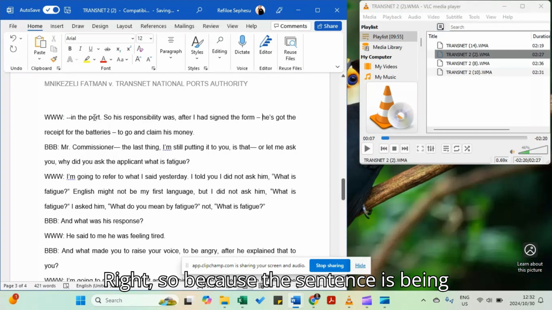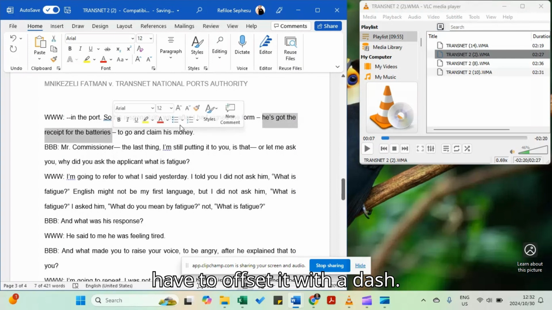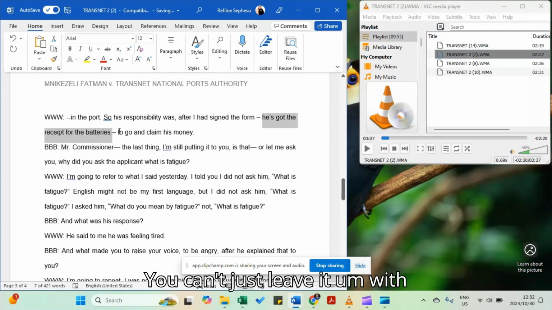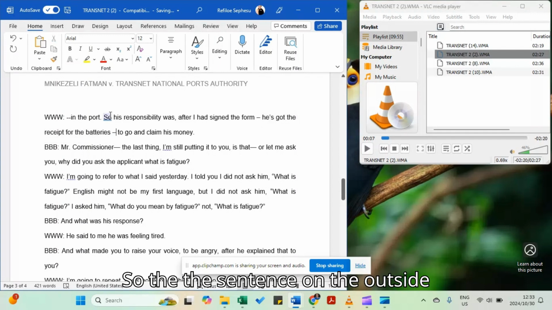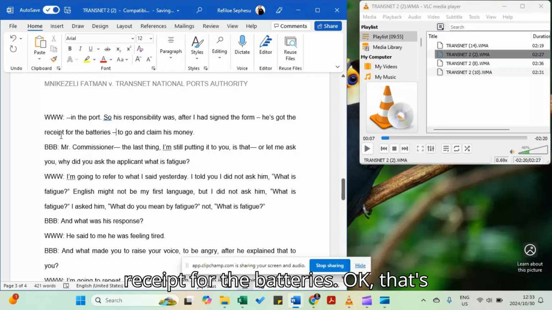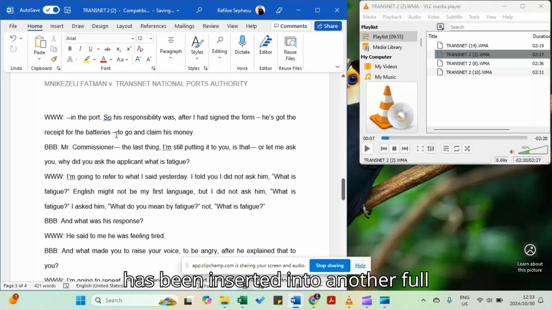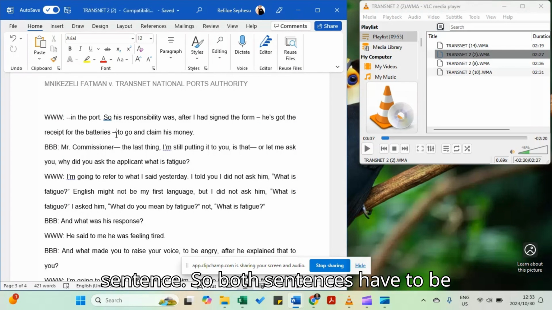Right. So because a sentence is being inserted into another whole sentence, you have to offset it with a dash. You can't just leave it with commas or whatever else. So the sentence on the outside reads, so his responsibility was, after I had signed the form, to go and claim his money. Right. And then inside there he inserted, he's got the receipt for the batteries. Okay, that's always how you treat a full sentence that has been inserted into another full sentence. So both sentences have to be full sentences.